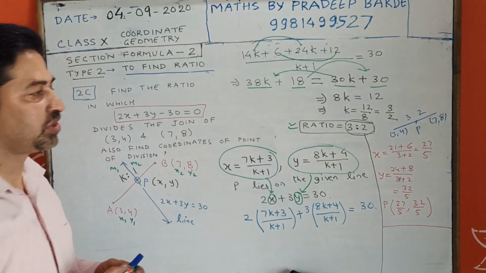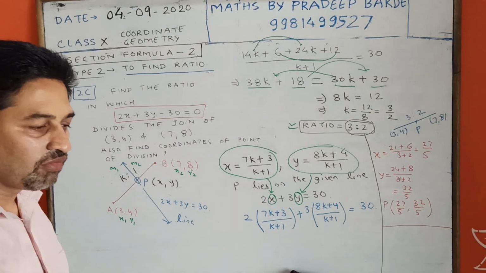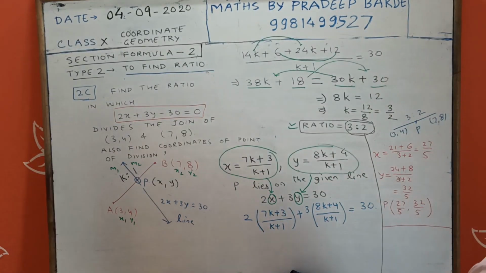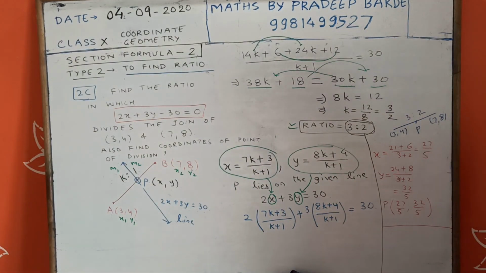This is the ratio. Now what we do, we'll draw a rough figure once again. तो यहाँ पे A के coordinates लिखें बच्चों 3, 4, B के coordinates लिखें 7, 8, और ये रेशियो हमने लिखा है 3:2, मतलब ये हो गया आपका m1 m2.